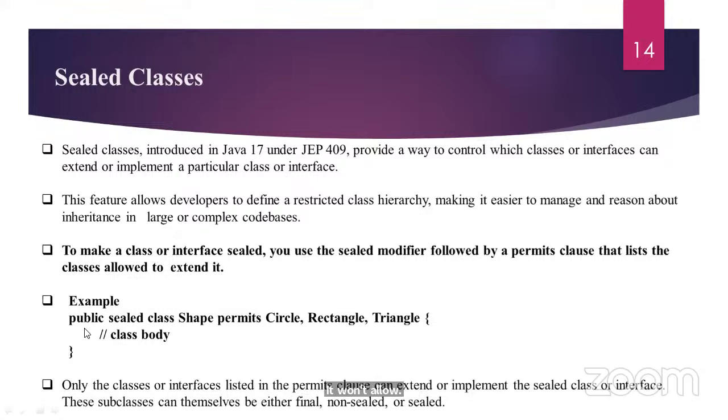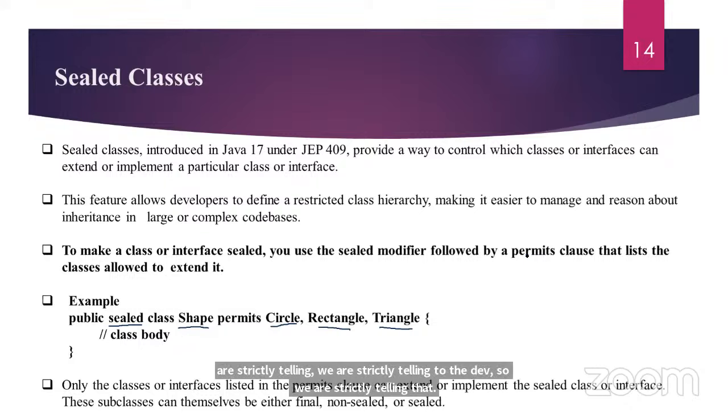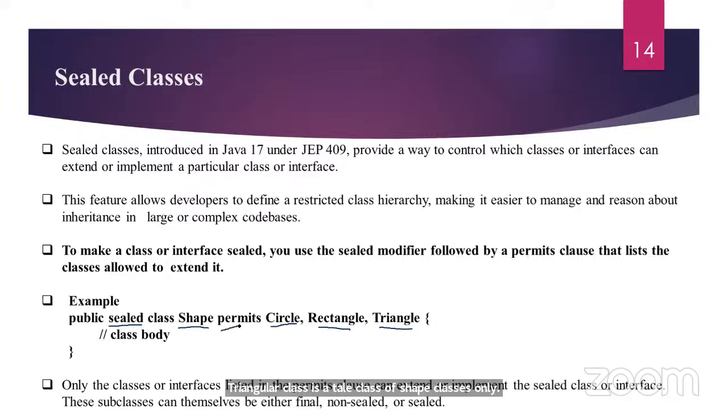See here, as an example, guys, I have created a class called shape. That shape class is declared as a sealed class. The child classes for the shape class are circle class only, rectangle class only, triangle class only. If any X class tries to extend the shape class, it won't be allowed. We are strictly telling that circle class, rectangle class, and triangle class are child classes of the shape class only. That's what we have given with permits. Hope you are clear.